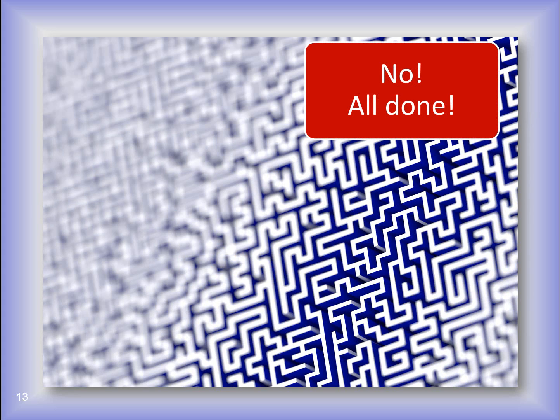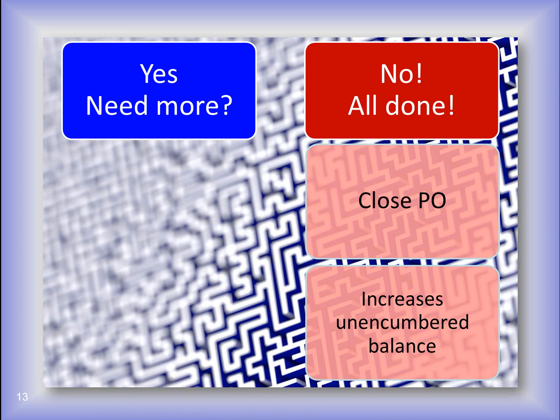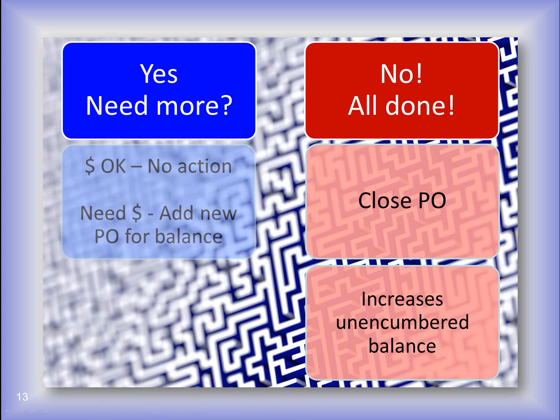Will any more payments be made from this purchase order? If the answer is no, close that purchase order so the unspent balance is unlocked and returned to the unencumbered balance on each appropriation account. If the answer is yes, more payments need to be made off this purchase order, evaluate whether the unspent balance is sufficient for ongoing needs. If the unspent balance is sufficient, no action needs to be taken.